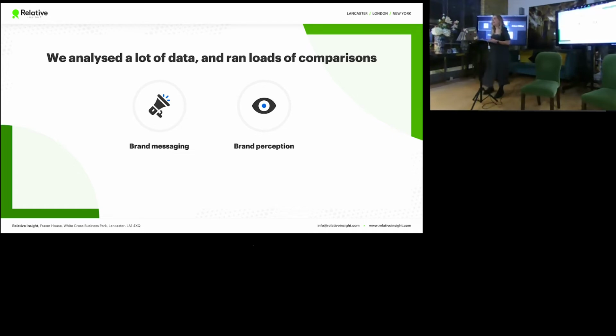So for this, we analysed a lot of data and ran loads of comparisons. We looked at brand messaging, which is maybe seen as the more traditional way of looking at competitor analysis. For this, we looked at website copy and social data. However, we wanted to add an extra layer to this analysis, and therefore we've also looked at brand perception. For this, it's what consumers are saying on social about these brands. And then for this, we've actually used a new functionality within the platform that is heat maps.